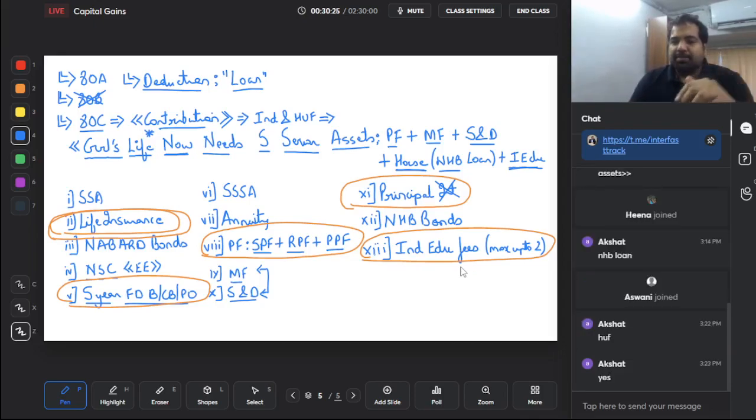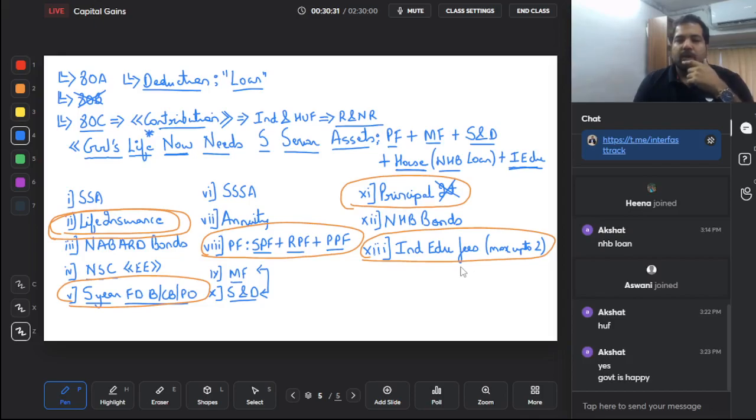Yes. So hence, because the economy benefits, this is for residents and non-residents both. Yes, both. So instead of writing R and NR, I'm just going to write both, and you will understand what both means. Both means resident and non-resident both, because the government is happy. Yes, of course, Akshat, good, because you're contributing to the economy. All right.